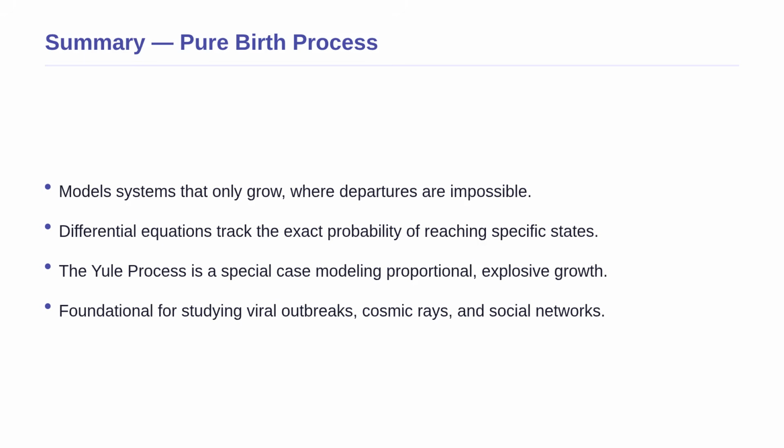We have covered a lot of ground today. To summarize, the pure birth process is a mathematical model of a one-way street where a population can only increase. By defining a state-dependent birth rate, we can use differential equations to track probabilities over time. We also explored the Yule process, which perfectly describes explosive proportional growth. Understanding these purely additive systems is your first crucial step before tackling more complex models where both births and deaths occur. Great job!